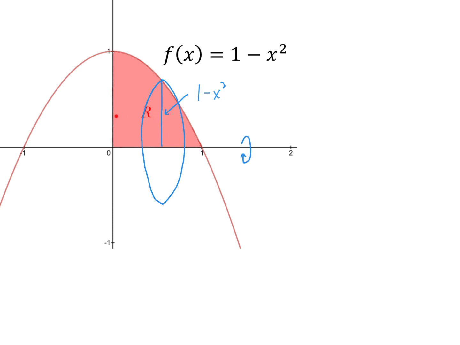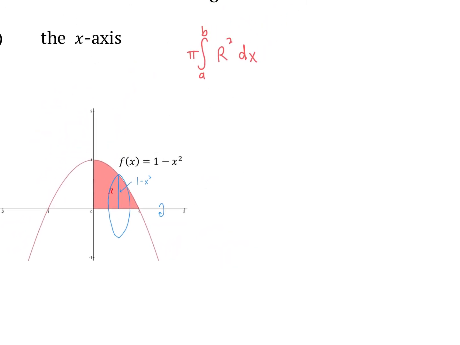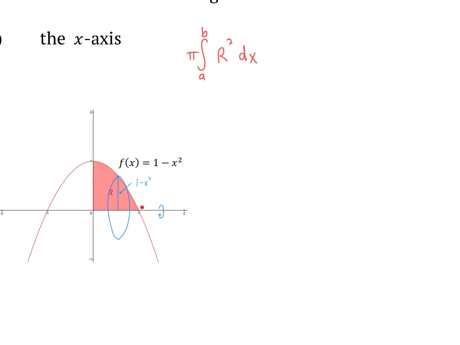Same thing if it was a horizontal distance. It would be the function, but the function would have to be in terms of y. That's it really for these. You just have to find that radius, which is just that distance, and then look at the limits. In terms of x, this shaded region goes from as far left as 0 to as far right as 1. Then it's that radius, which is the function, squared, and that's it. That would be the volume of that shaded region.